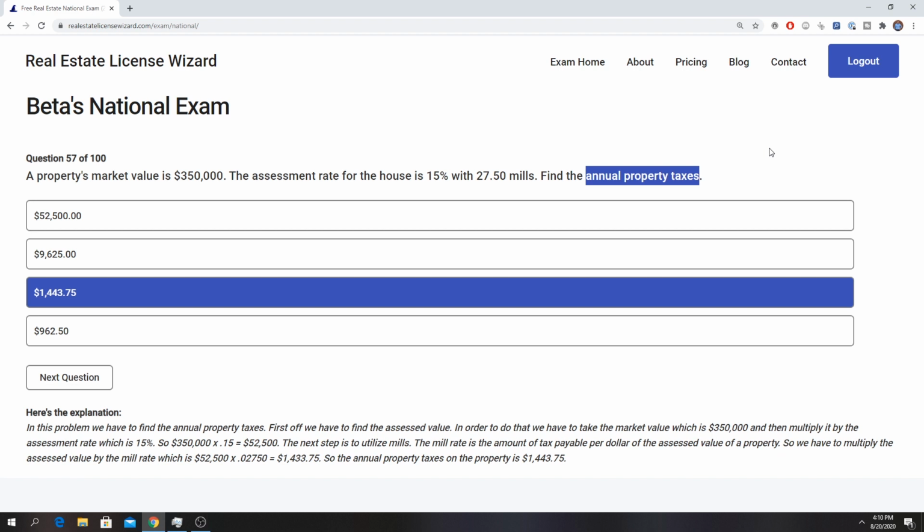Now the next step would be to utilize the mills. The mill rate is the amount of tax payable per dollar of the assessed value of a property. So we multiply the assessed value by the mill rate, which is 52,500 times 0.02750, which gives us $1,443.75. So the annual property taxes on the property is $1,443.75.